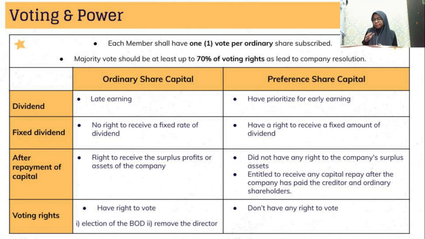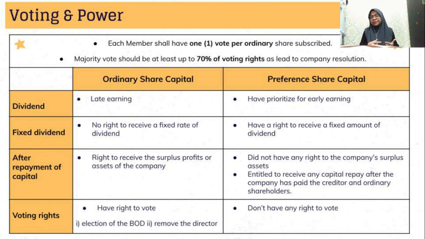Each member in Project Neighborhood has one vote per ordinary share subscribed, and a majority vote should be at least 70% of voting rights to lead to a company resolution. So here are some of the differences between ordinary share capital and preference share capital. The first difference is the dividend. Ordinary share capital will earn dividends later, whereas preference share capital will earn dividends earlier than the ordinary share capital.